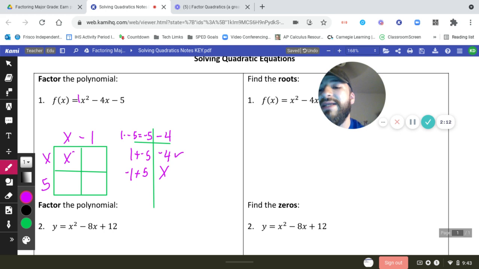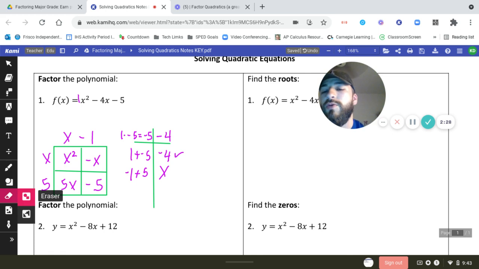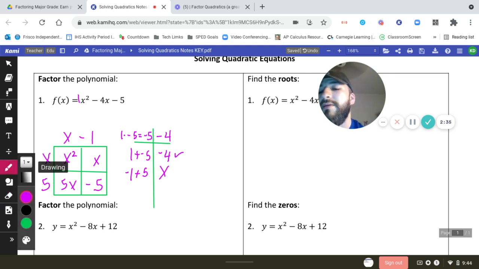X times x is x squared. Negative 1 times x is negative x. X times 5 is 5x. Negative 1 and 5 is negative 5. I picked the wrong one. Sorry, y'all, ignore my previous statements.